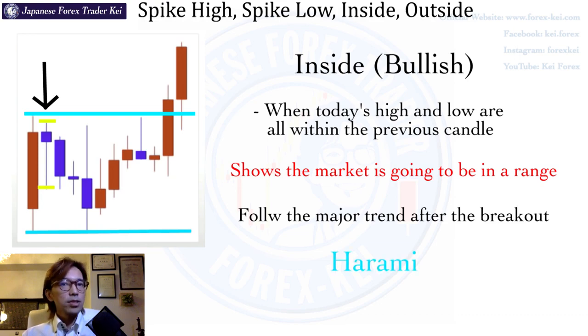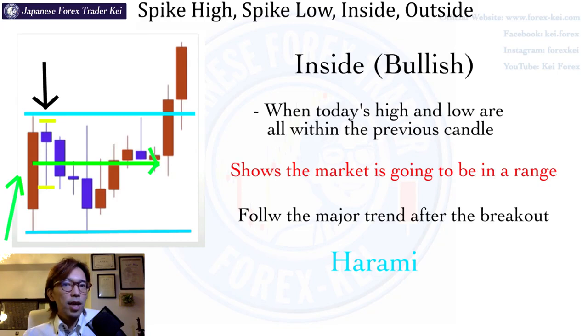And what this shows is that the market is going to be in a range after this. It shows that consolidation is going to happen. For example, if there was a bullish trend before, if you look at this inside, then you can expect the trend will stop and the market might go into a range.